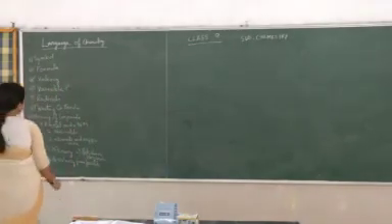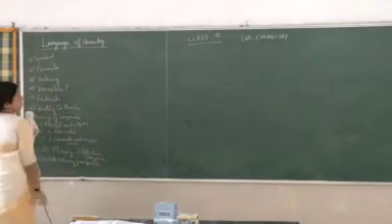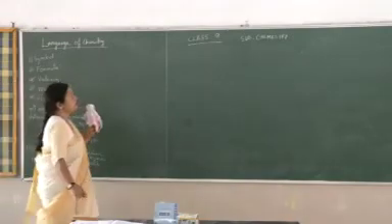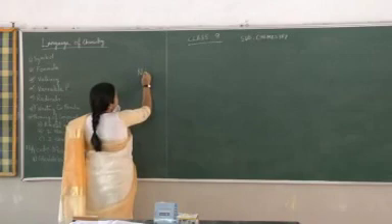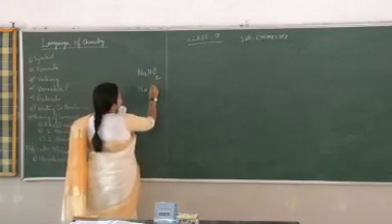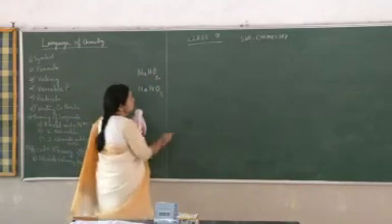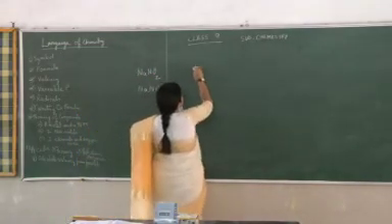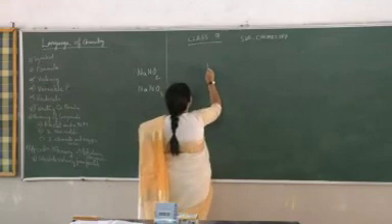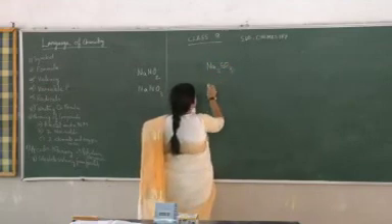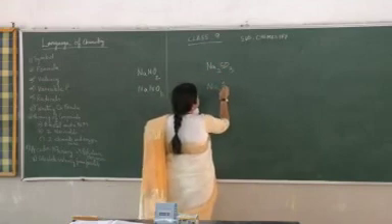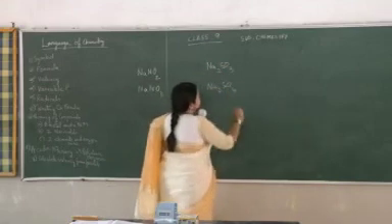Next is two elements and oxygen. Two elements are present. Usually the first is, suppose, NaNO2, NaNO3, or say Na2SO3, Na2SO4.